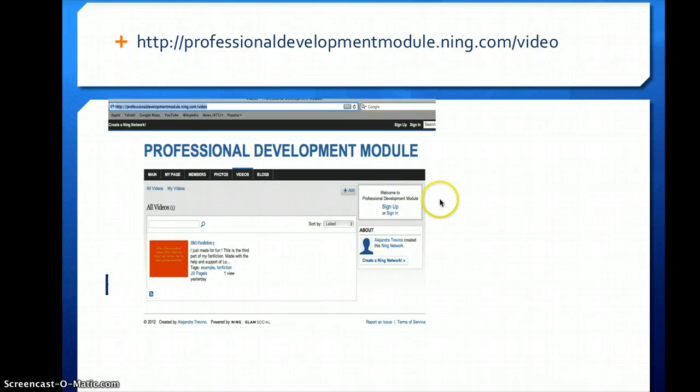In this PowerPoint, I included this screenshot of the Ning because of it including videos. And besides blogs and photos and those things, these videos are an important feature of Ning for sharing, commenting, and writing about.